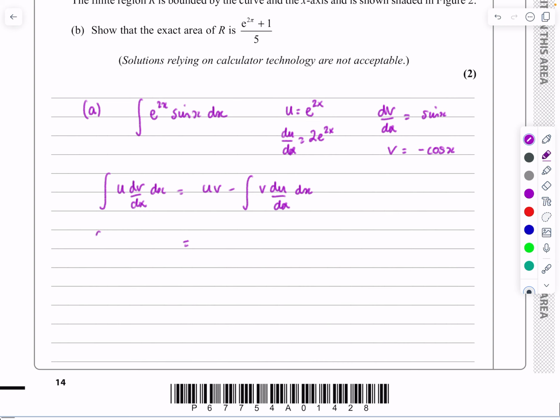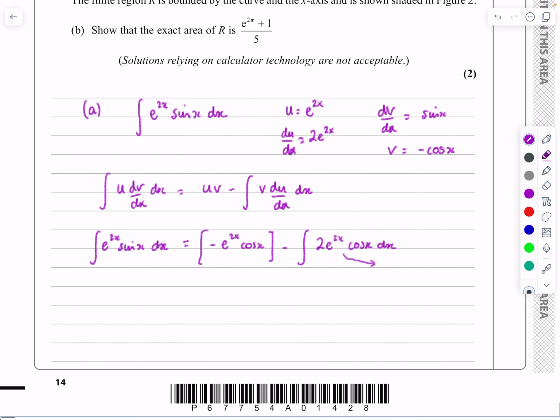Well, let's substitute everything in then. So I'm going to get that the integral of e to the 2x sine x dx is going to be uv, which is these two, so that's going to give me minus e to the 2x cos x minus the integral of, and it's always the bottom two when we're doing integration by parts here, so that's going to be 2e to the 2x cos x dx, and we say, right, okay, I was hoping that this would get simpler.